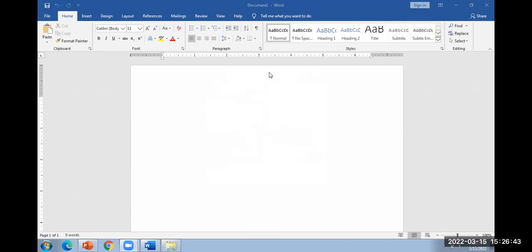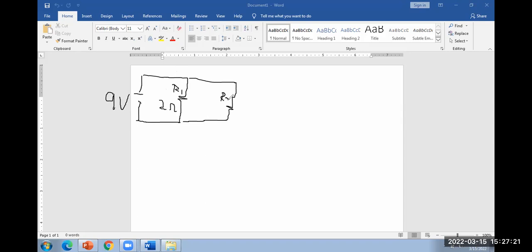Okay? So next, may dako naman tayo kapag parallel. So for example, I have 9 volts. So we have R1. R1 is 2 ohms. Then we have R2. Sabihin natin R2 is 3 ohms. Then R3. Yeah, sorry, airport drawing. So R3 is 1 ohm.